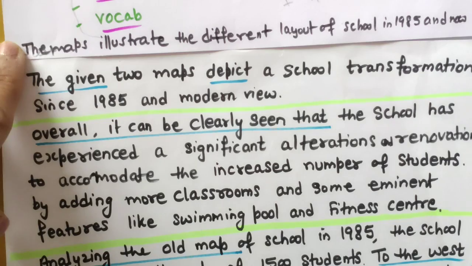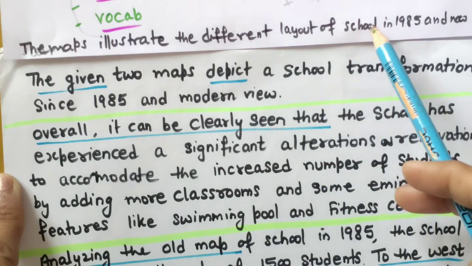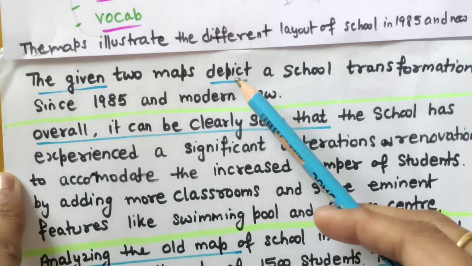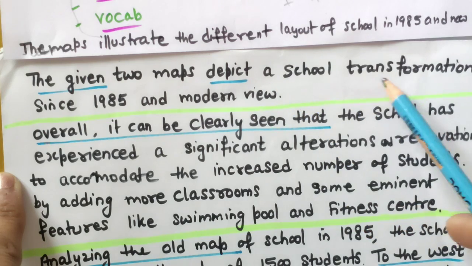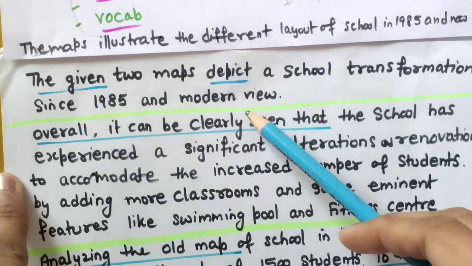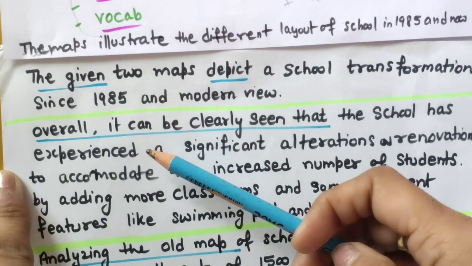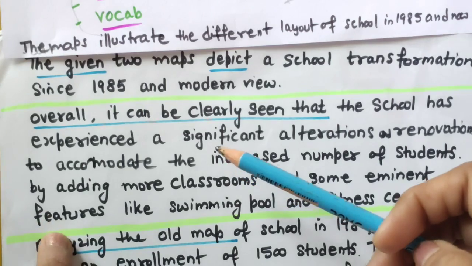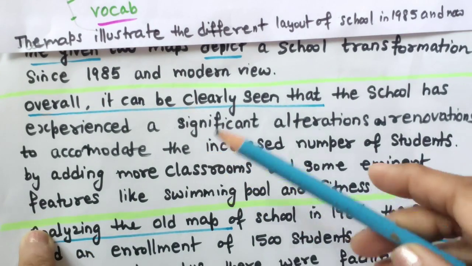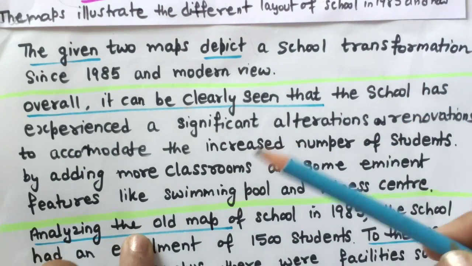Okay, now see this question statement: the maps illustrate the different layout of a school in 1985 and now. The given 2 maps depict a school transformation since 1985 and the modern view. Modern view, in present, you can also write it. And this is the overall paragraph. In the overall paragraph you need to tell what major changes they have made. So you can combine this introduction and overall paragraph into one, there is no issue.